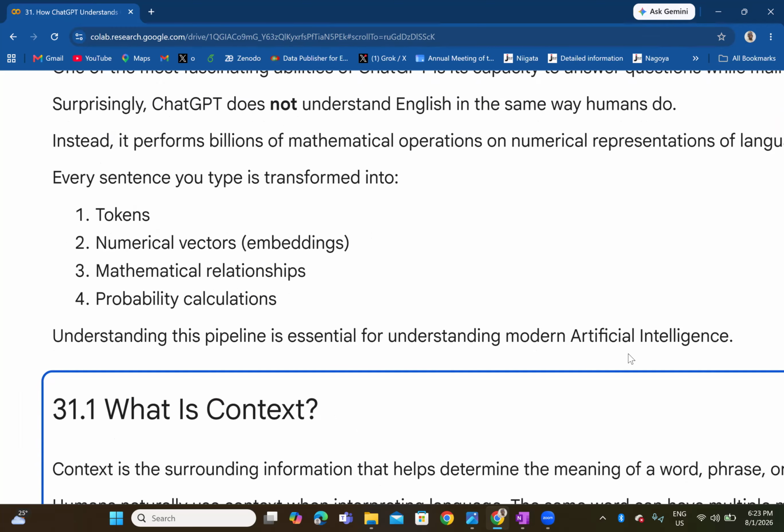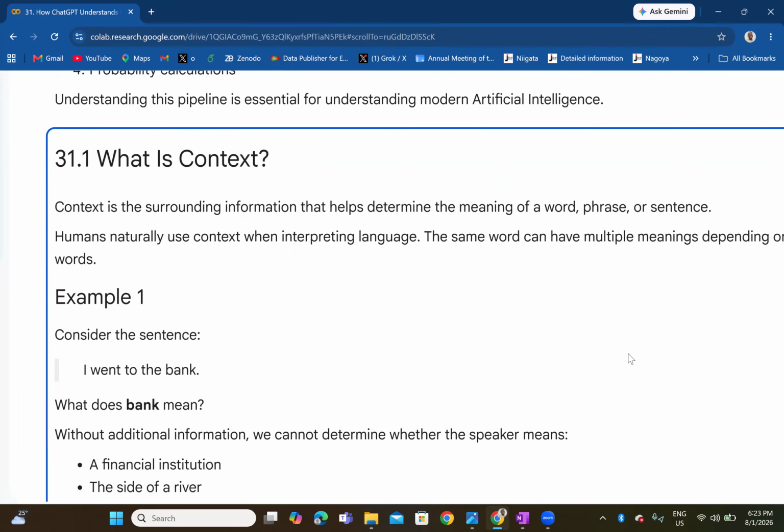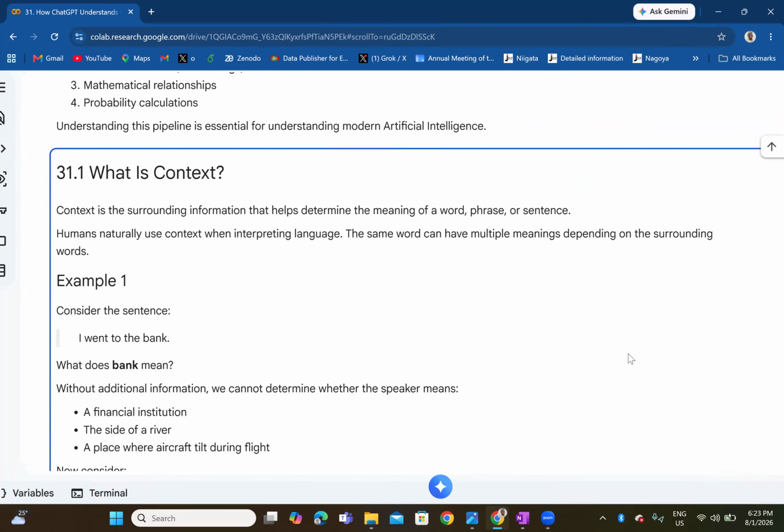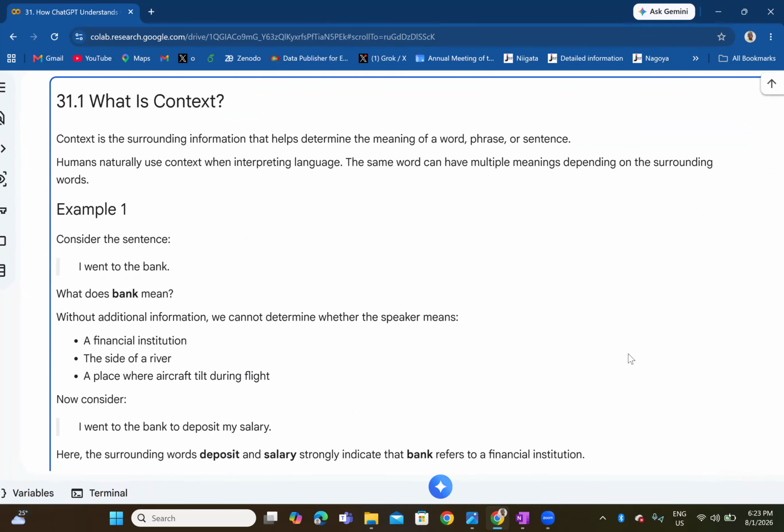Now, what is context here? We're talking about how ChatGPT understands context, right? Context is the surrounding information that helps determine the meaning of a word, a phrase, or a sentence. For instance, if I say bank, I need to give you the context, because it can be river bank and it can be bank account. If I say, I stood at the bank for 5 minutes before diving into the river.